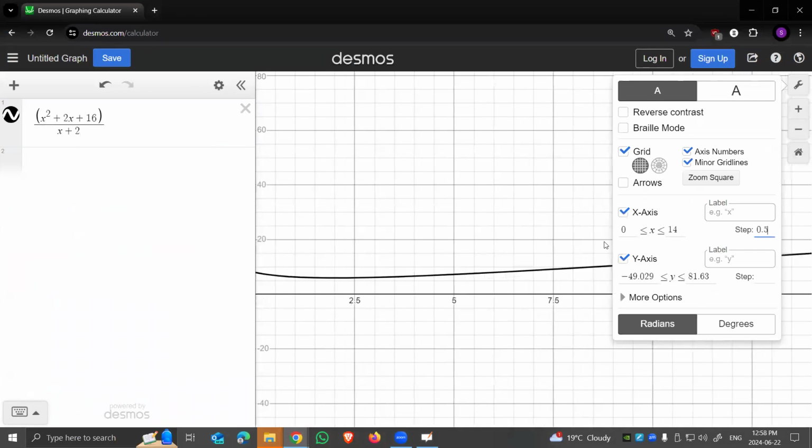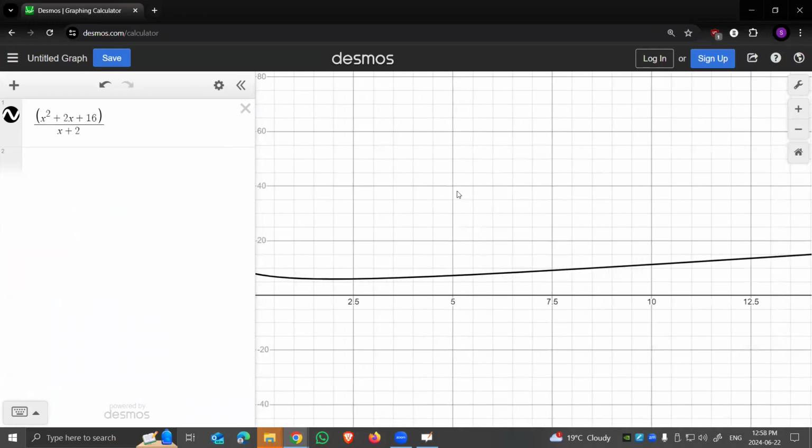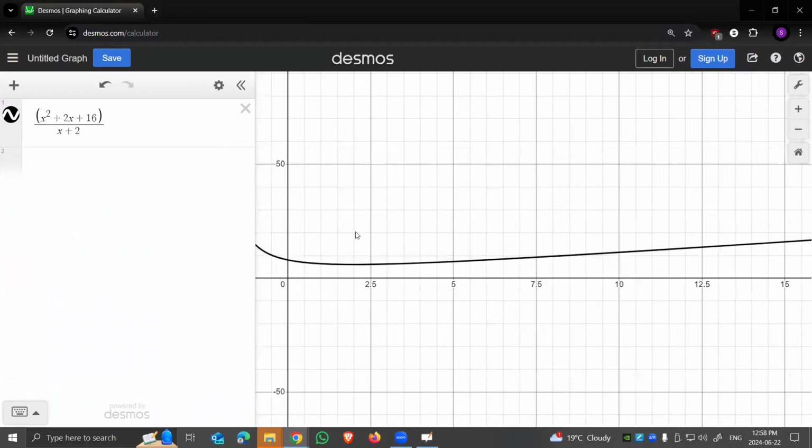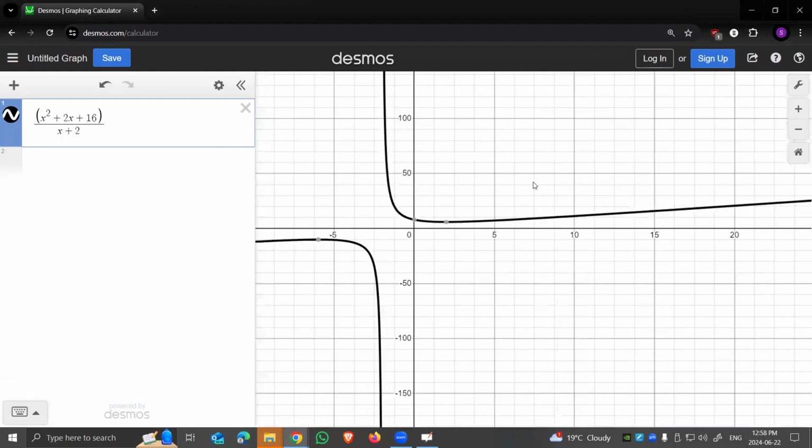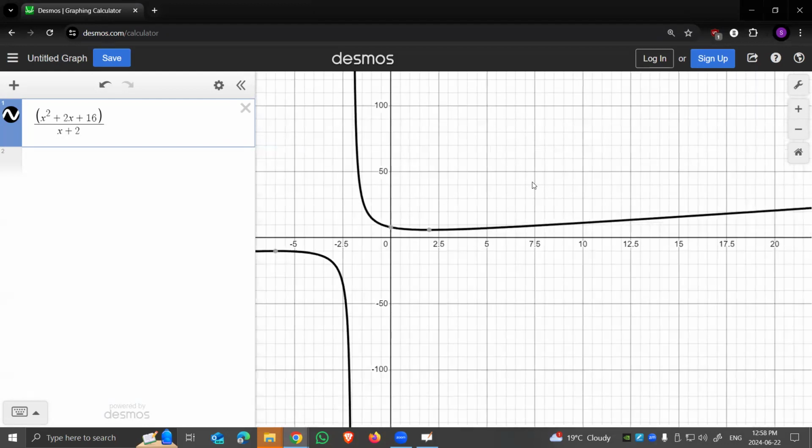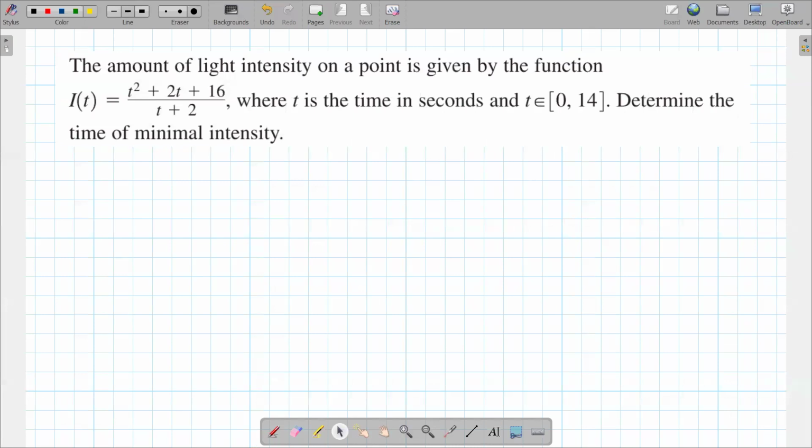We can go by 0.5. So this is it. 0 to 14, wherever that may be. Where is the lowest y value? Do you see it? It's right here. 2, 6. But how do we find it is the question. We know what it looks like on a graph, but how do we find it? What do you notice about that point?